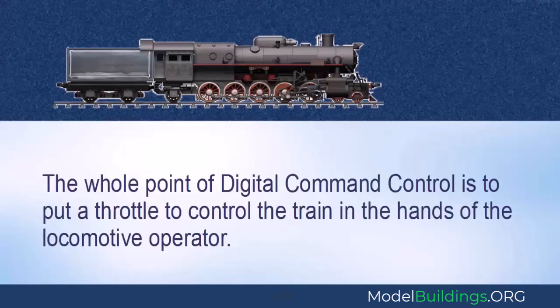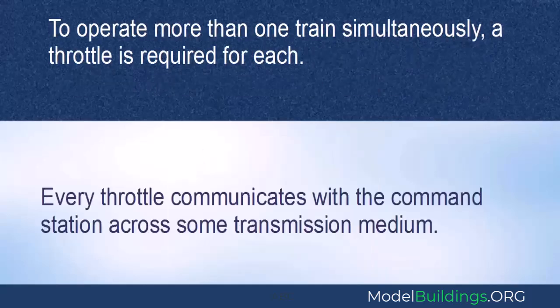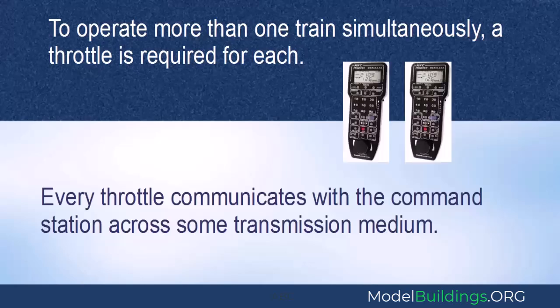The whole point of digital command control is to put a throttle to control the train in the hands of the locomotive operator. Every DCC system uses a controller of some kind to command the speed, direction, and headlight condition of the locomotives under its purview. To operate more than one train simultaneously, a throttle is required for each.